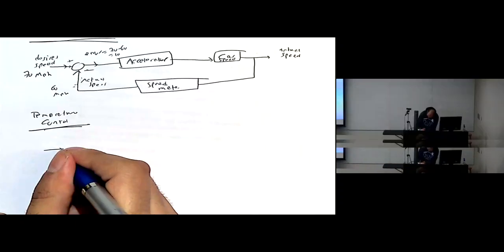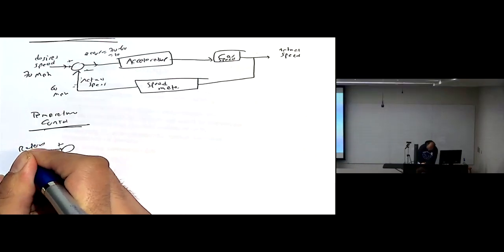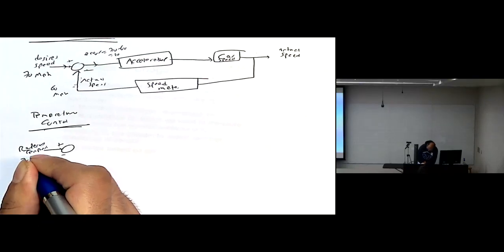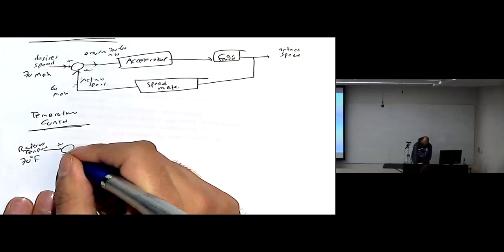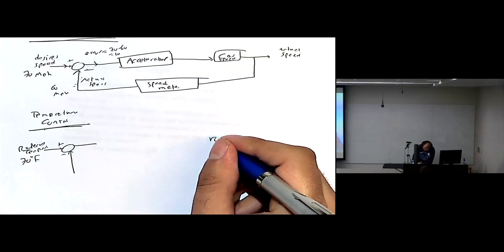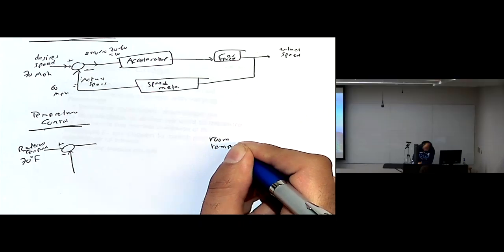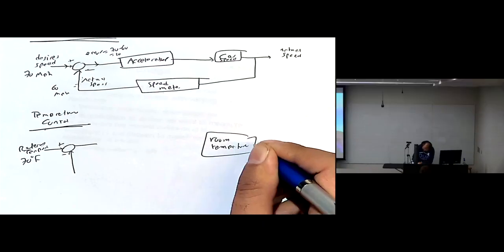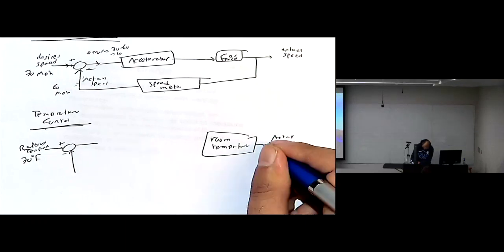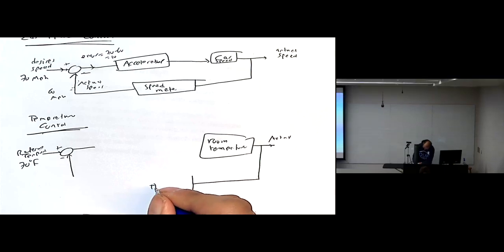Another example, temperature control. I have a reference temperature, which is, for example, 70 Fahrenheit. And I have, for example, a room temperature that I need to control. The object needs to be controlled. So I measure the actual temperature. How can I measure it? Through a sensor which is called a thermistor, for example.